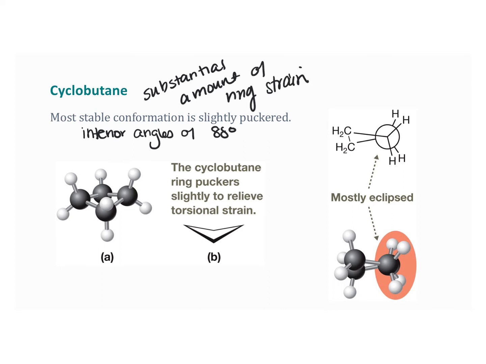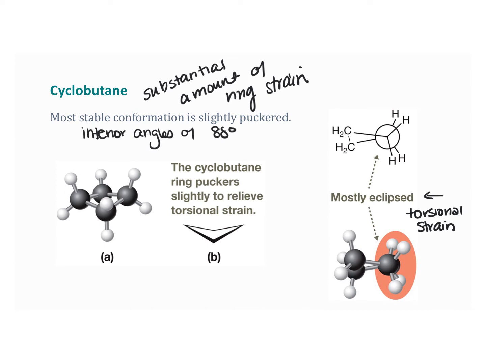Furthermore, each of the carbon-carbon bonds remains mostly eclipsed, and that means we end up with some torsional strain as well. And so it's going to pucker to relieve that torsional strain. As you look at this, this is dark here, and that's trying to give it a 3-dimensional view where this is coming out towards you.